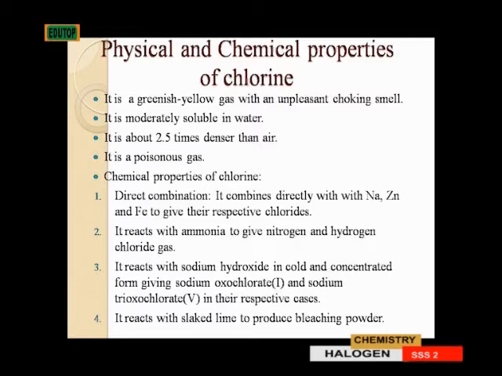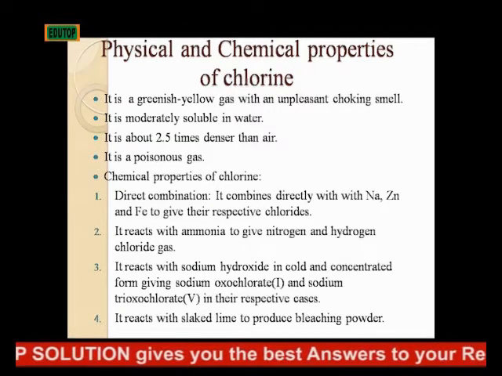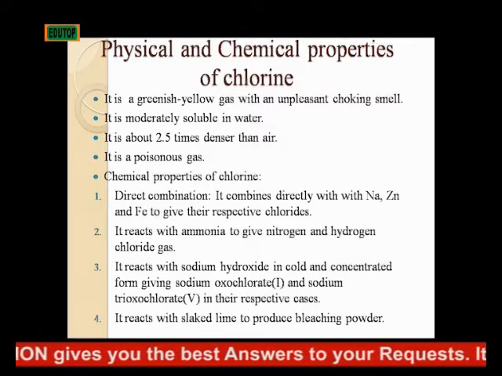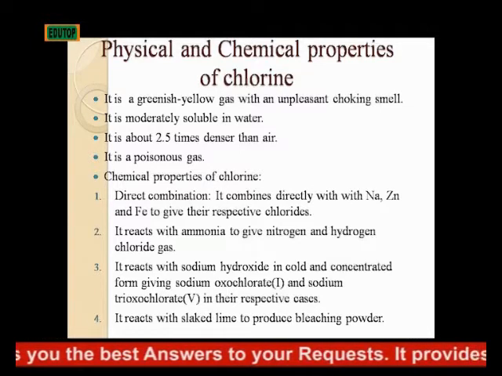Chemical properties of chlorine. Direct combination. 1. It combines directly with sodium, zinc, and iron to give their respective chlorides. 2. It reacts with ammonia to give nitrogen and hydrogen chloride gas.